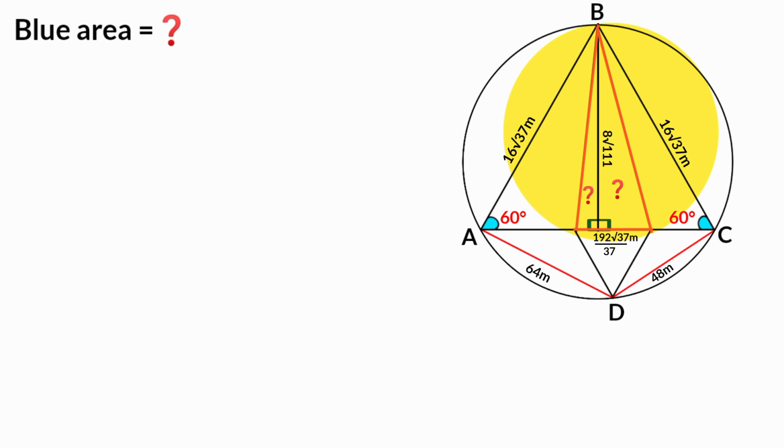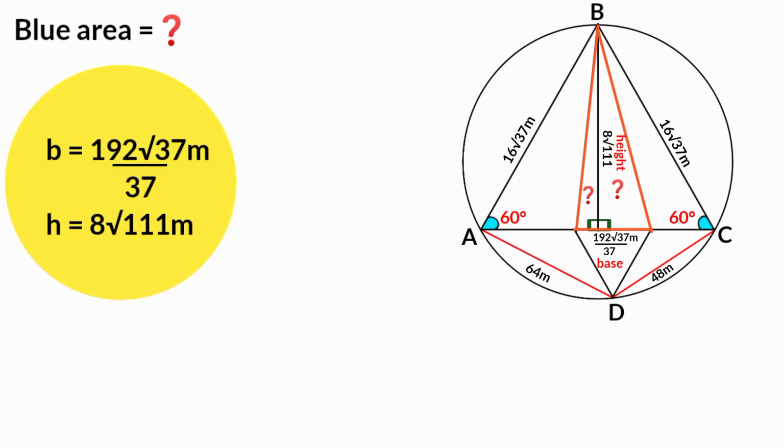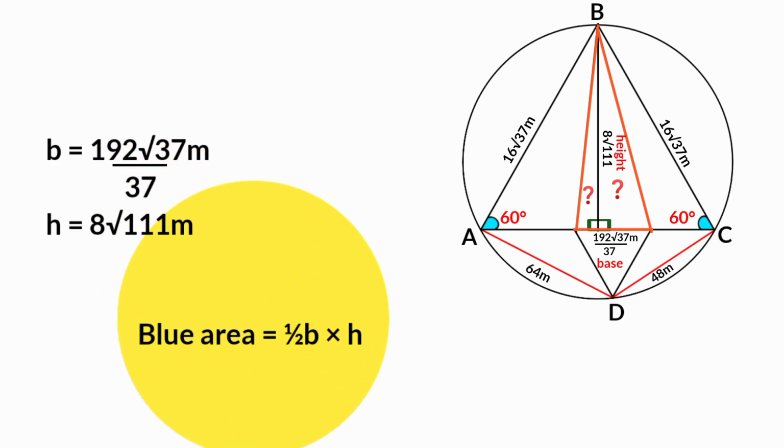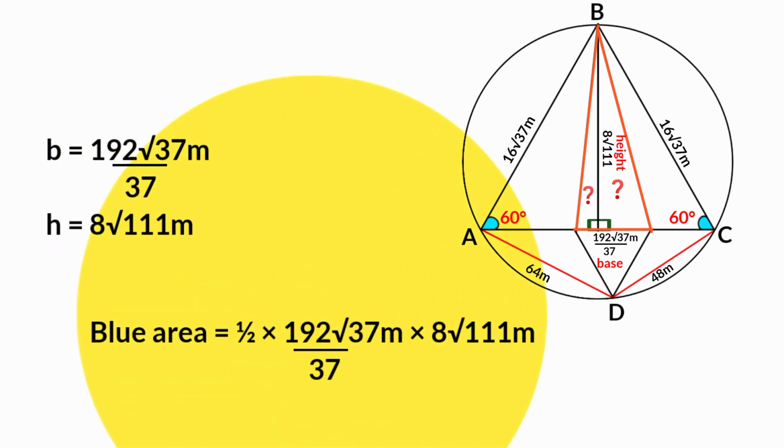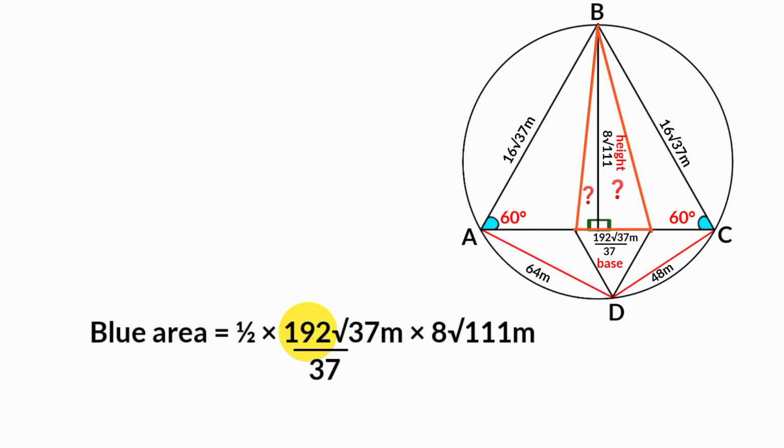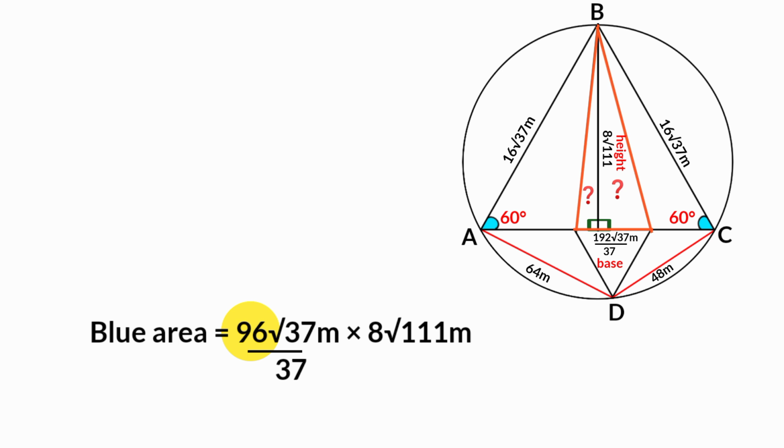Now to this triangle in question, it is obvious that if we take this as its base, this must be the height. So base equal to 192 root 37 meters over 37, and height equal to 8 root 111 meters. The formula for calculating the area of a triangle is 1 over 2 base times height. Substituting these values here, now blue area equal to 1 over 2 times 192 root 37 meters over 37 times 8 root 111 meters. 1 over 2 times this 192 is 96. This 96 times this 8 is 768.